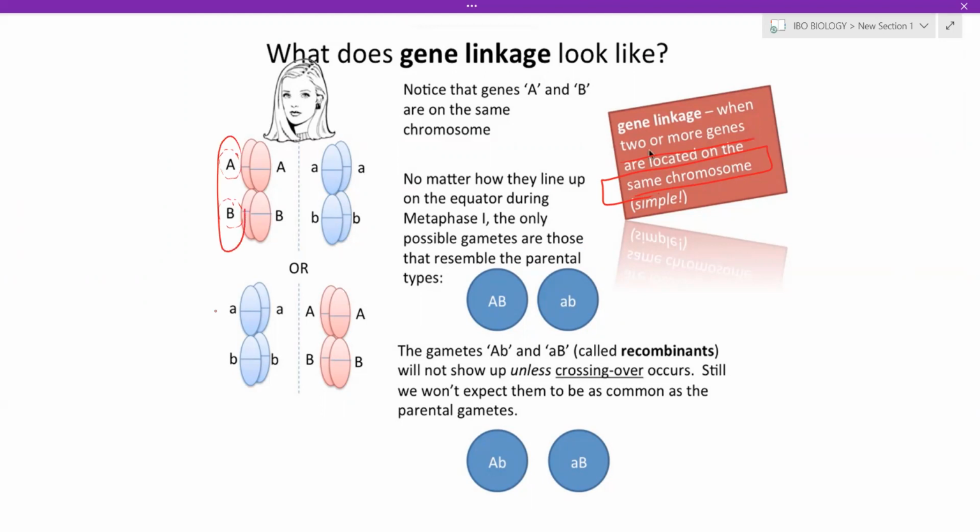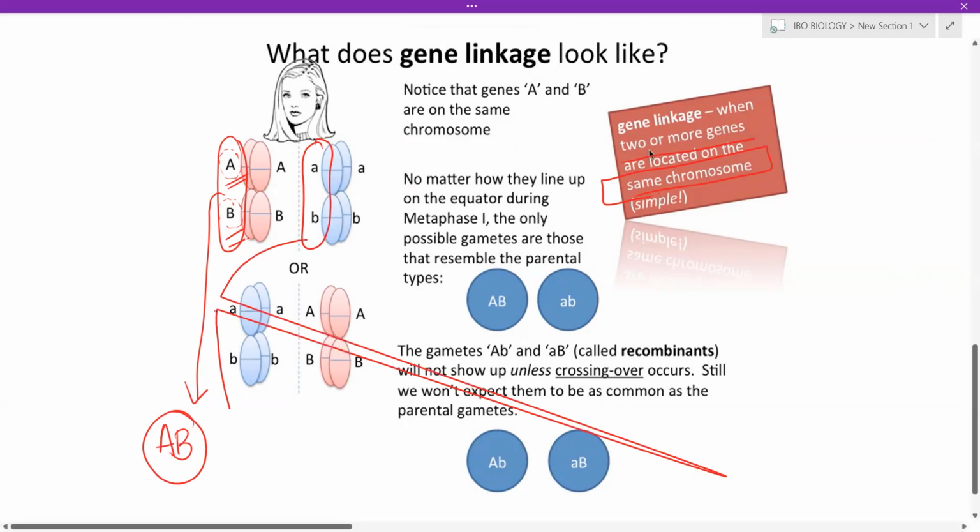So then both of them would be inherited together, right? Meaning whenever A is inherited into the gametes, B would be inherited along with it. Whenever A is inherited, B would be inherited alongside. Similarly, when small a is inherited, small b would be inherited with it.